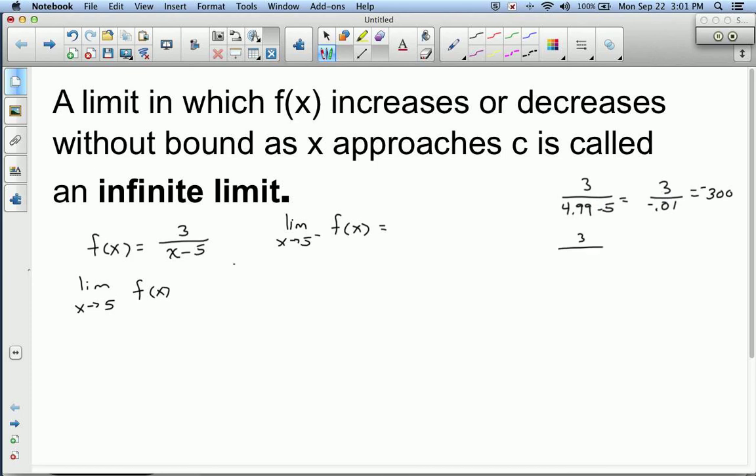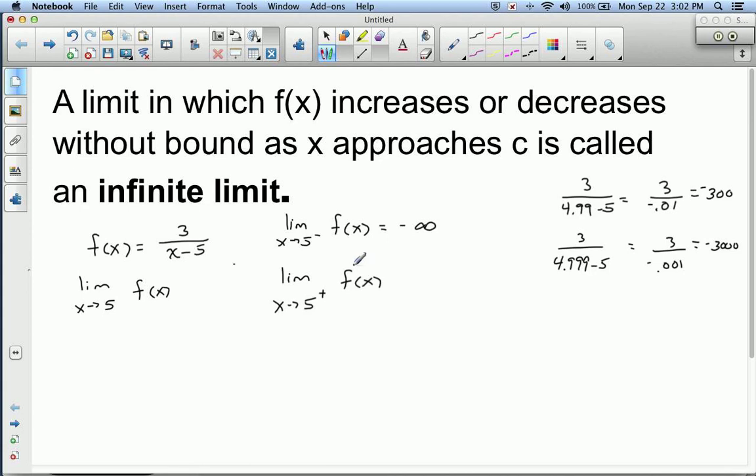Now what if I add another 9 on there? 4.999. Now I have 3 divided by negative 0.001, or negative 3,000. So as we can see, this is going to keep increasing in magnitude. If I give another 9, I'm going to give another 0 here. So this is actually heading towards negative infinity. It's decreasing without bound.